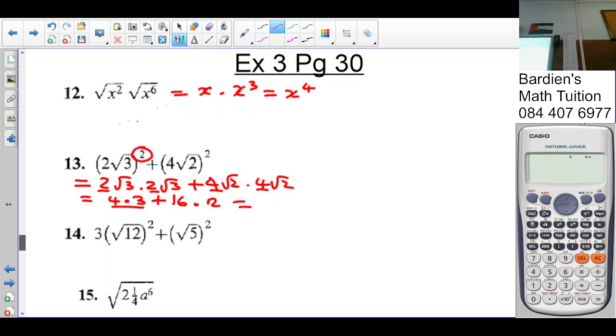According to BODMAS, multiplication first. 4 times 3 is? 16 times 2 is? And what's 12 plus 32? Okay. Any confusion? The next one?